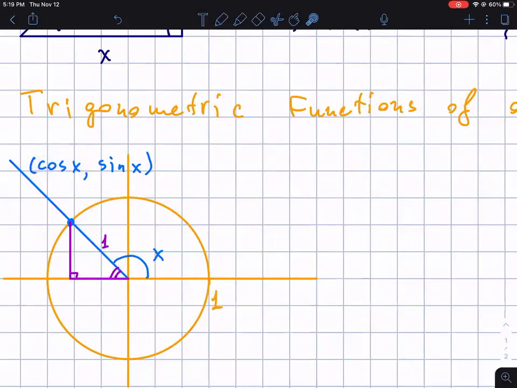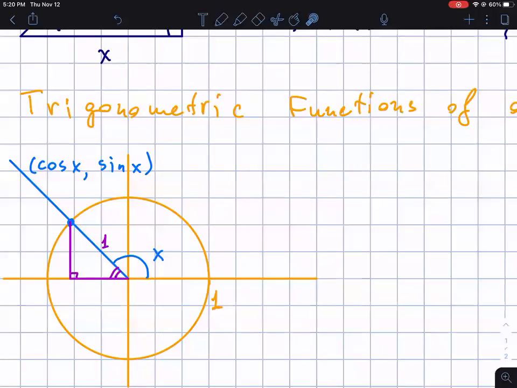And this generalizes trigonometric functions for any angle, because now this angle x could be bigger than 90 degrees, or it could be negative, it could be in this quadrant, or it could be in this quadrant, and so on. So we are generalizing.